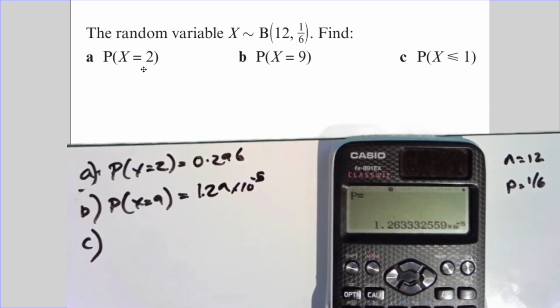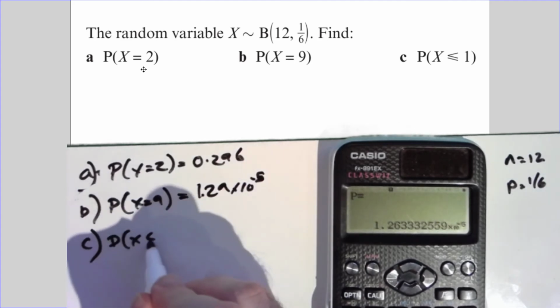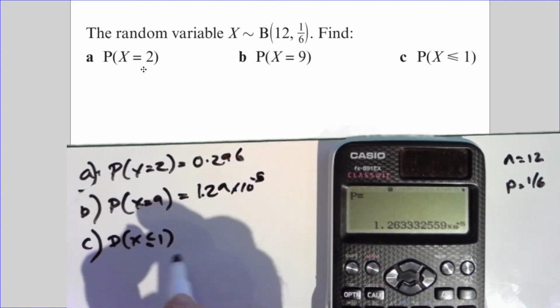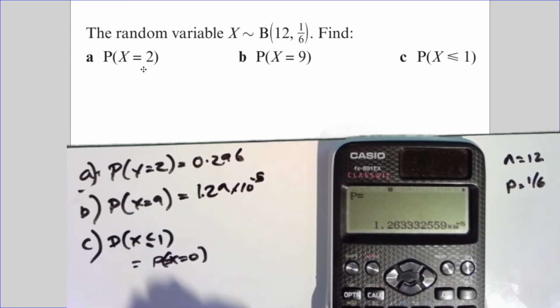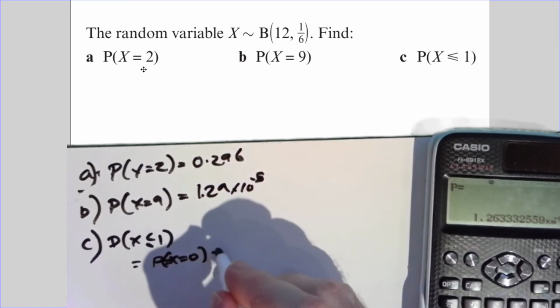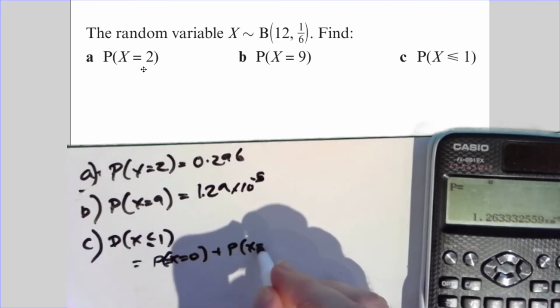For C, in order to do the probability that x is less than or equal to 1, we need to do the probability that x equals 0 plus the probability that x equals 1.